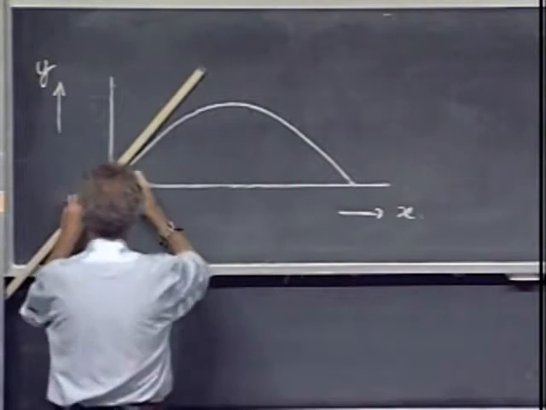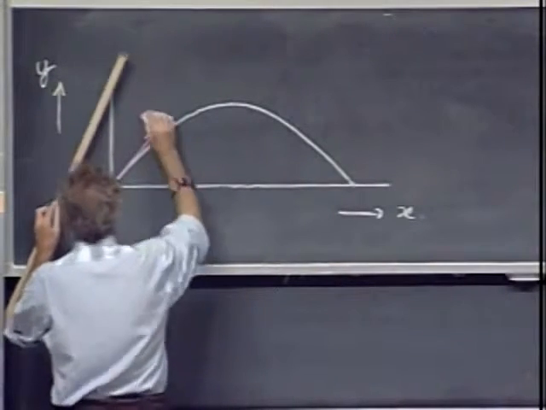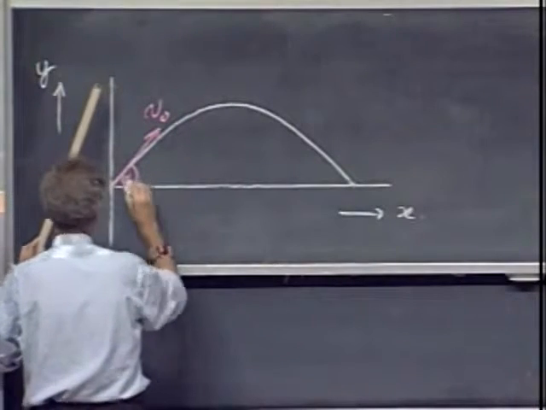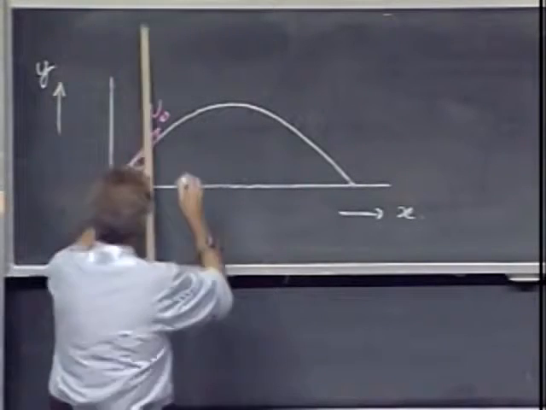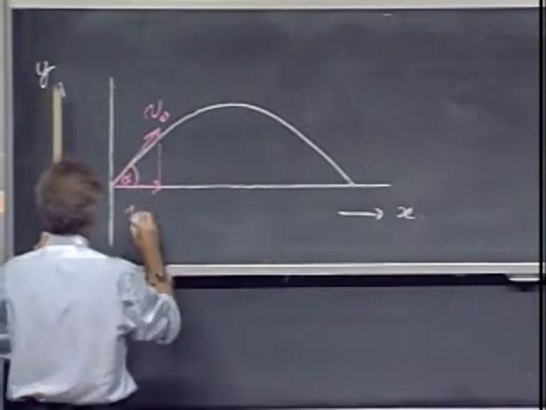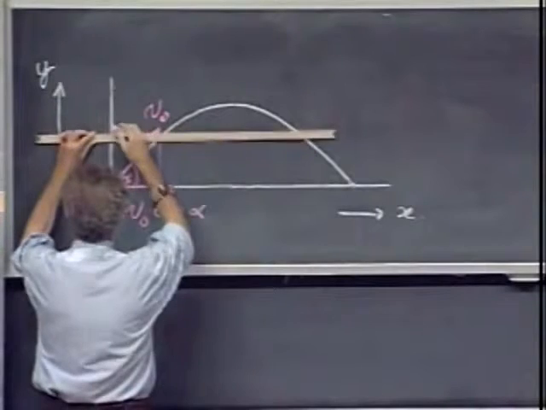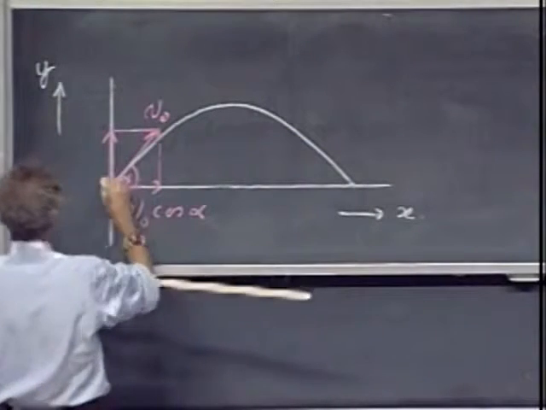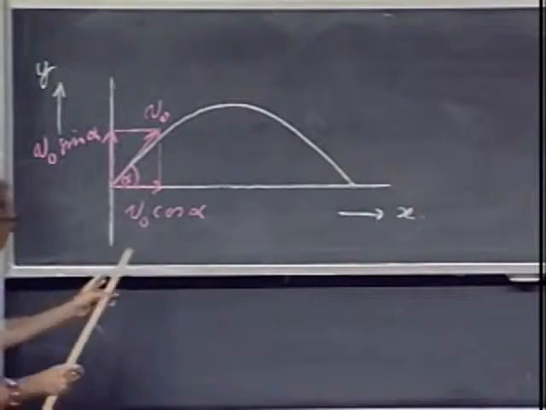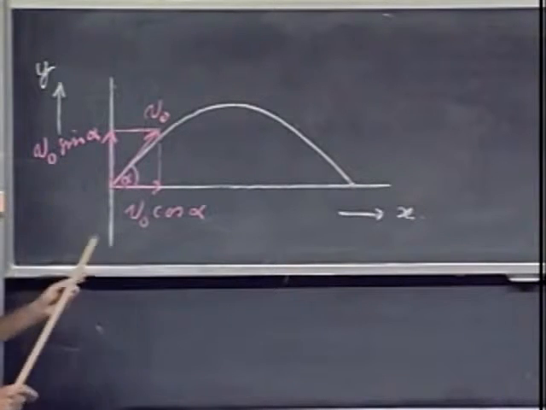My initial speed when I threw it was v0, and the angle here is alpha. The x component of that initial velocity is v0 cosine alpha, and the y component equals v0 sine alpha. So that's the begin velocity in the x direction, and this is the begin velocity in the y direction.